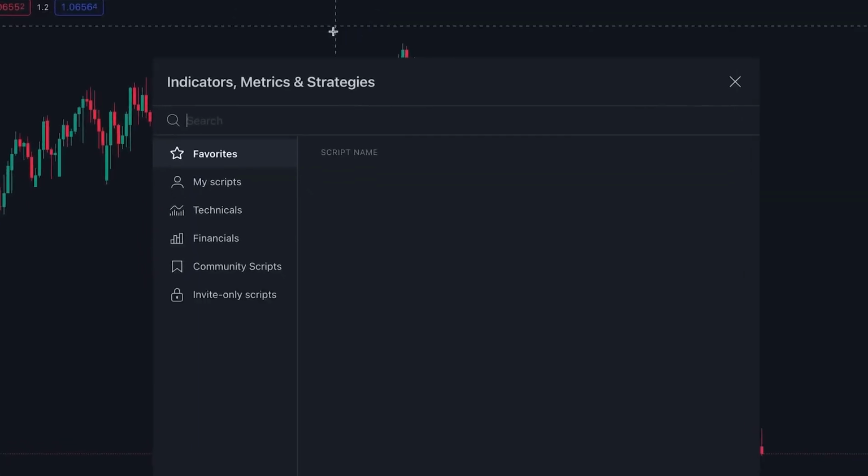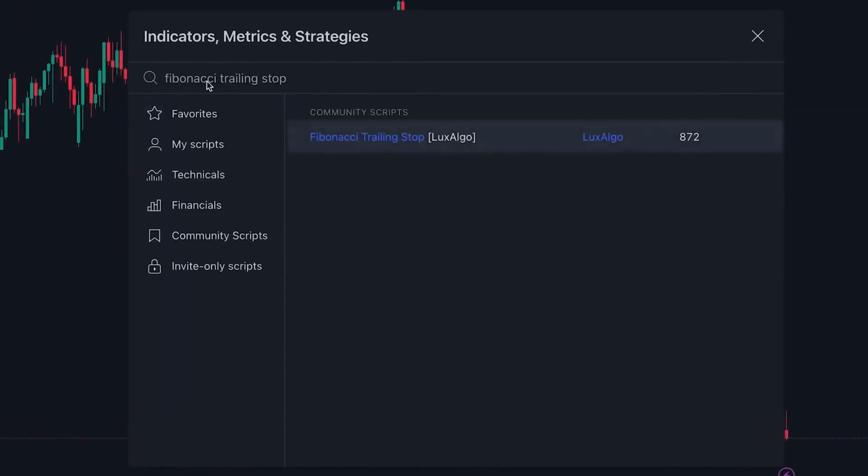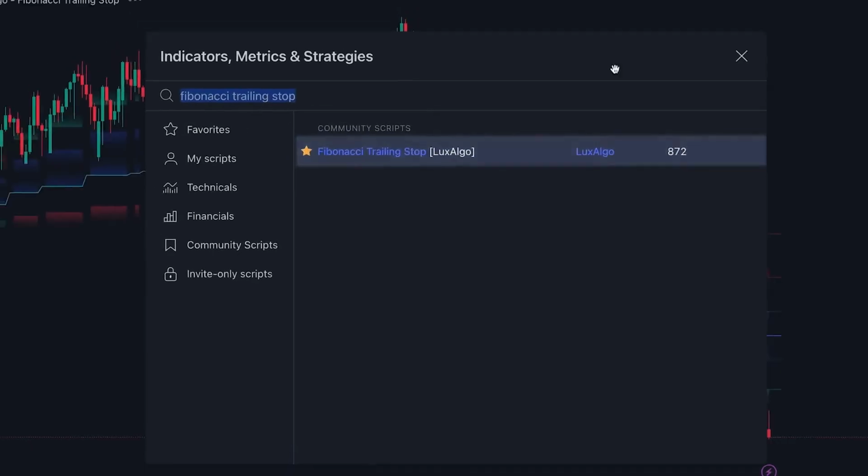Now, click on the Indicators tab and search for Fibonacci Trailing Stop by Luxembourg. Click the star icon to save it, and then add it to your chart.